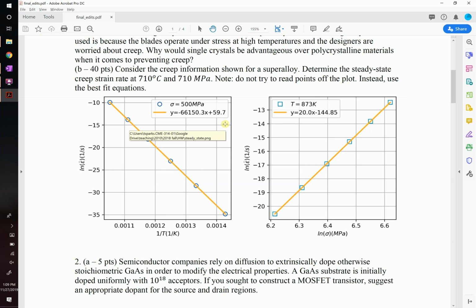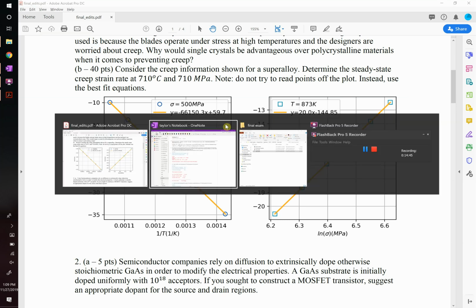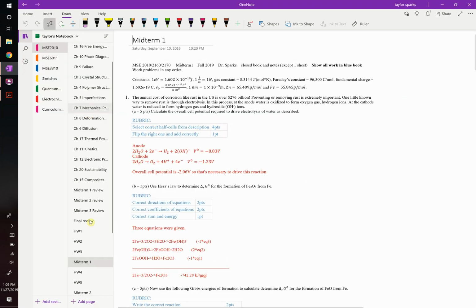So you would, from this graph, obtain the value of Q. From this graph, you'd obtain the value of n. What's your next step? Well, you need to plug in a value, because there's still one more variable we need if we go back to this.